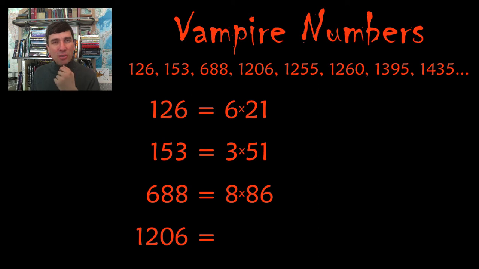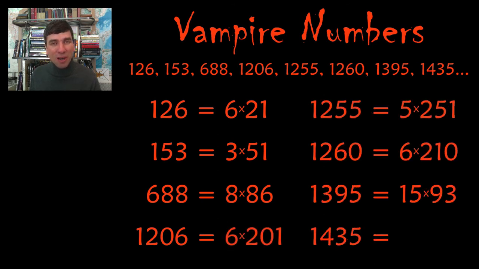So I'll leave you trying to figure out what 1206 is. I'm going to leave you for 3 more seconds. Okay, and it is 6 times 201. These, of course, can get quite difficult. So 1435 is equal to 35 times 41. Anyway, I think it's a fun sequence for your students to explore who are looking at factorization.